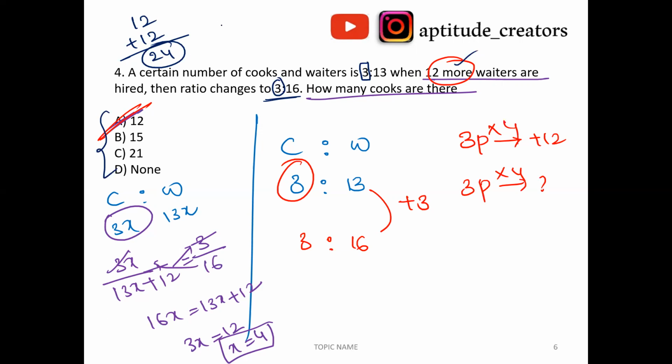Yes, 3 into 8 is equal to 24. Yes, this is satisfied. Now 15, and 12 more waiters are hired. It gives the result as 28. Yes, 28 is not divisible by 3. I can eliminate option B. 21 plus 12 more waiters are hired. It gives the result as 33. Okay, 33 is also a multiple of 3. Okay, we have to go with this method. In some cases, it will be helpful.